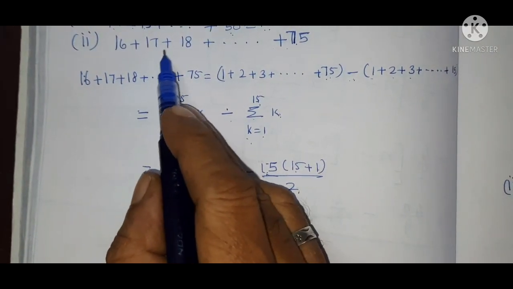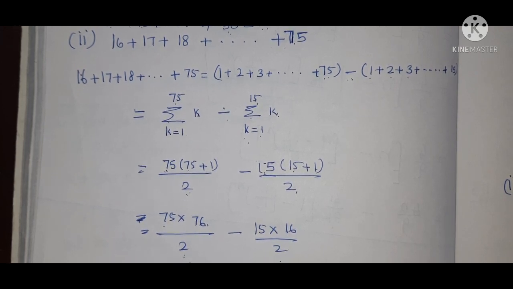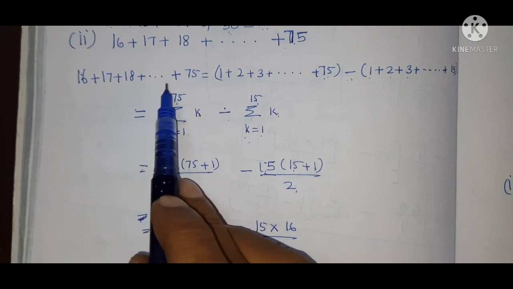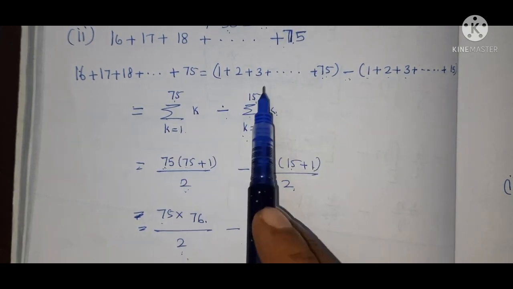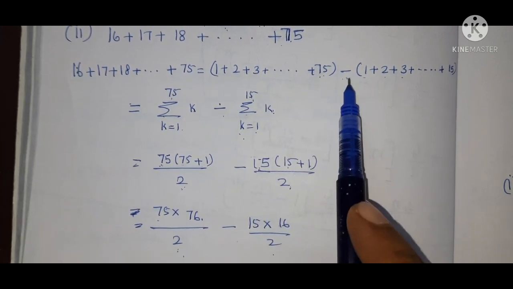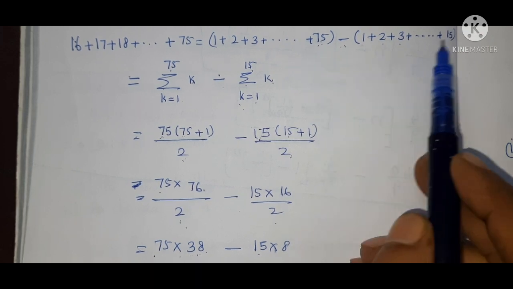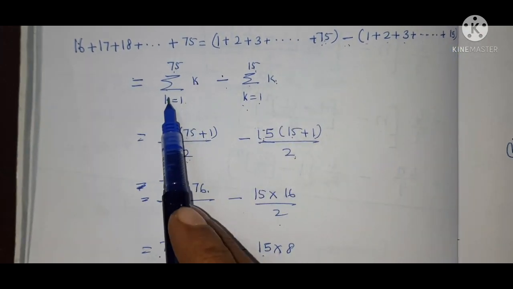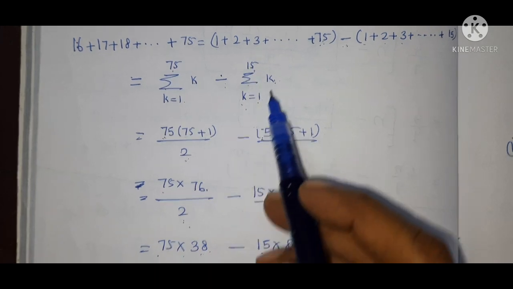Second one, 16 plus 17 plus 18 plus and so on plus 75. Here given starting from 16. But our formula is only for starting from first number onwards. First number is 1 in the natural numbers. So, write 16 plus 17 plus 18 plus and so on plus 75 is equal to 1 plus 2 plus 3 plus and so on plus 75. Here, before 16, you have 15 numbers added here. So, that can be subtracted: minus 1 plus 2 plus 3 plus and so on plus 15. Here, n is 75 and here n is 15. Sum of k, k is equal to 1 to 75, minus sum of k, k is equal to 1 to 15.